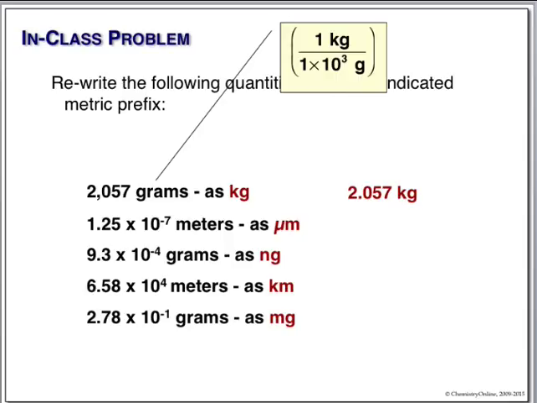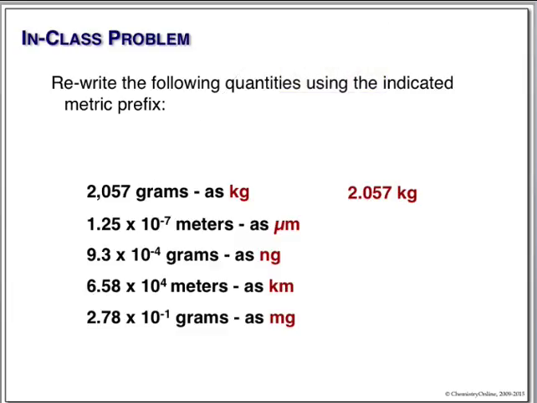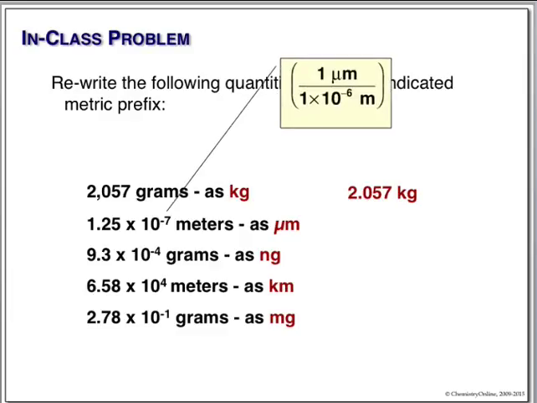Meters and micrometers. Micro, remember, is 10 to the minus 6. We want meter in our denominator. So the ratio we're going to write for this one could be something like this. Now remember, there are at least 2 ratios here that you could write that are legal. You don't have to write the same one I do. As long as it's a proper ratio between these two with meter in the denominator, that works.